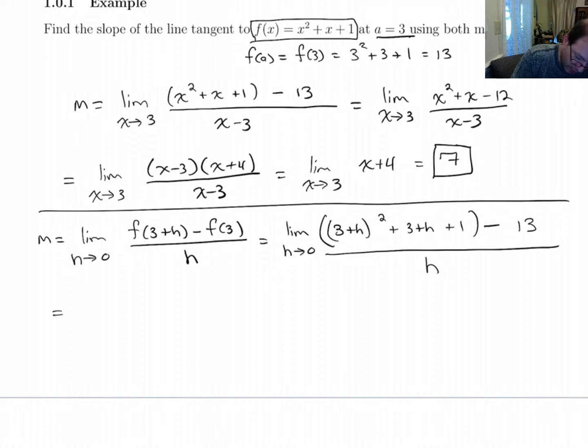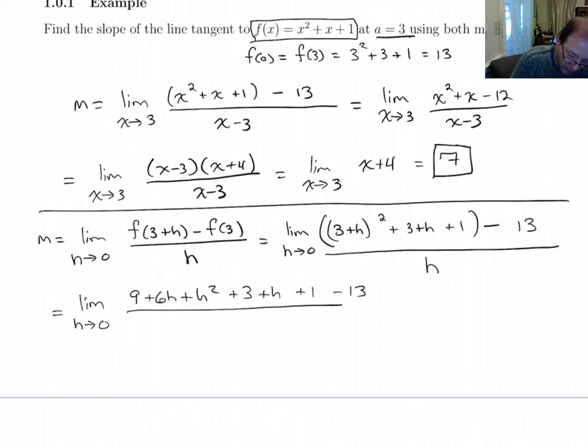So let's see. I've got to keep my limit as h goes to 0 until we can actually plug the 0 in. So up top this becomes 9 plus 6h plus h squared plus 3 plus h plus 1 minus 13, all over h. Okay, now nice things should happen. If you look at this, you've got 9 plus 3 plus 1, that's 13 minus 13. Basically, everything that doesn't have an h in it is going to cancel away.